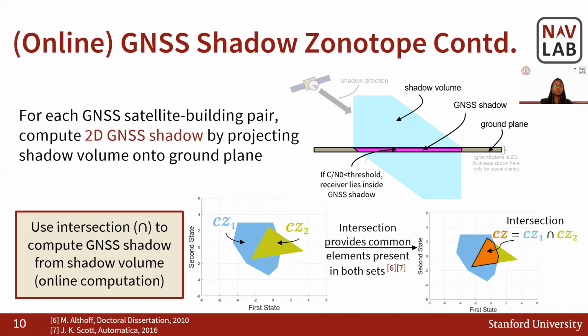Next, we compute the 2D GNSS shadow by projecting this shadow volume onto the ground plane. This 2D GNSS shadow is represented by magenta in this figure. We execute set intersection to perform this operation, an example illustration of which is seen in these bottom figures. Essentially, set intersection identifies the common elements present in the blue constraint zonotope and the green constraint zonotope to compute the orange constraint zonotope.